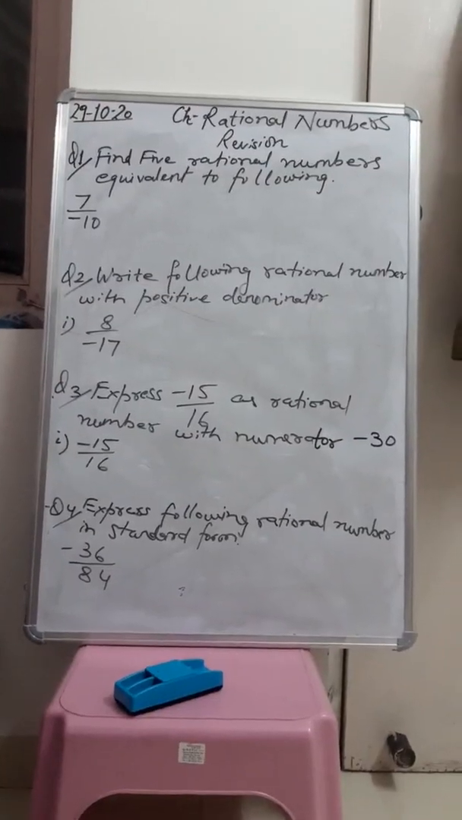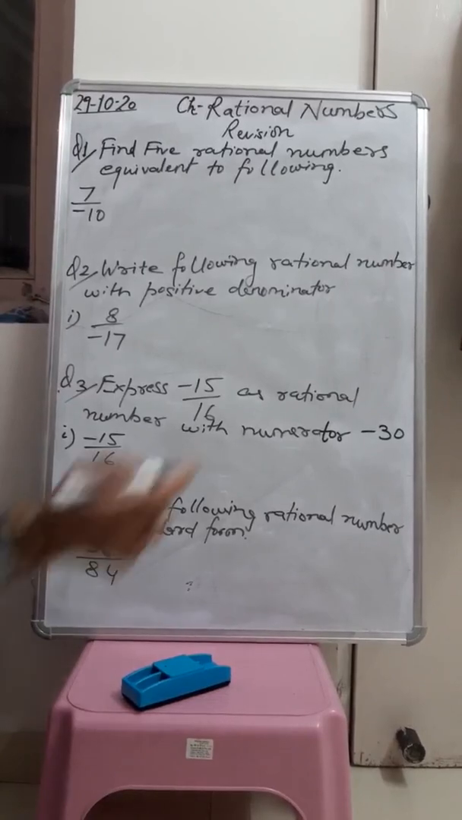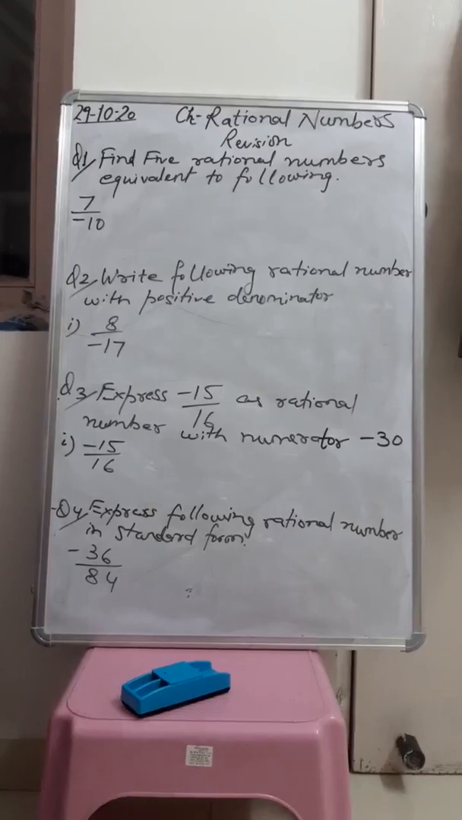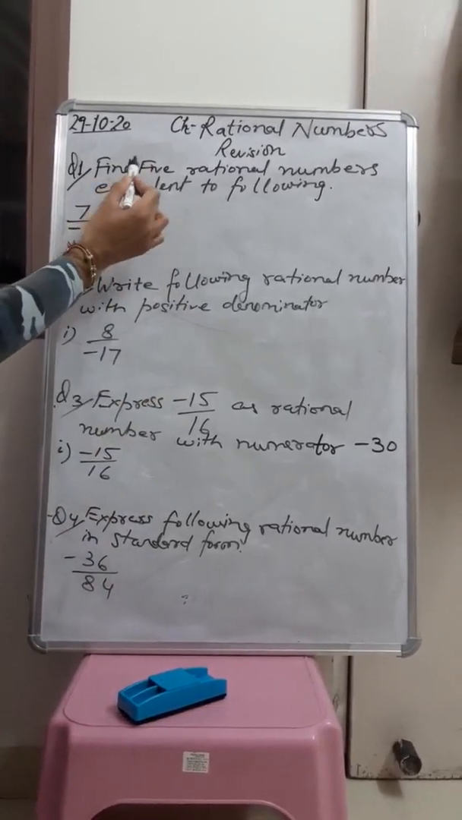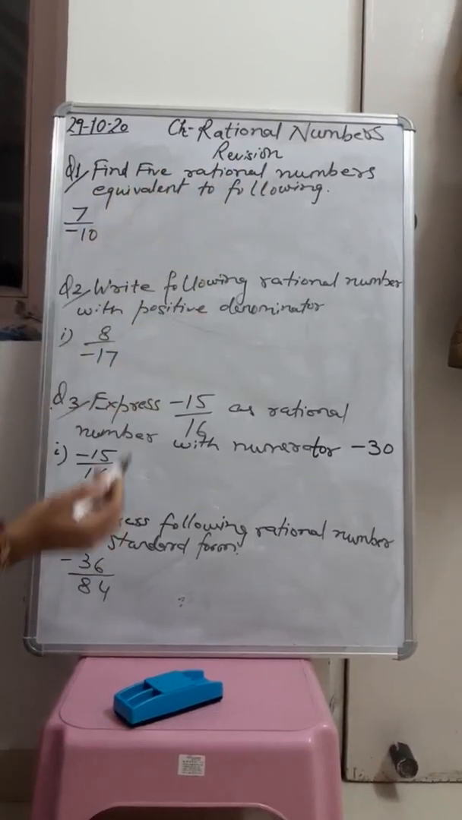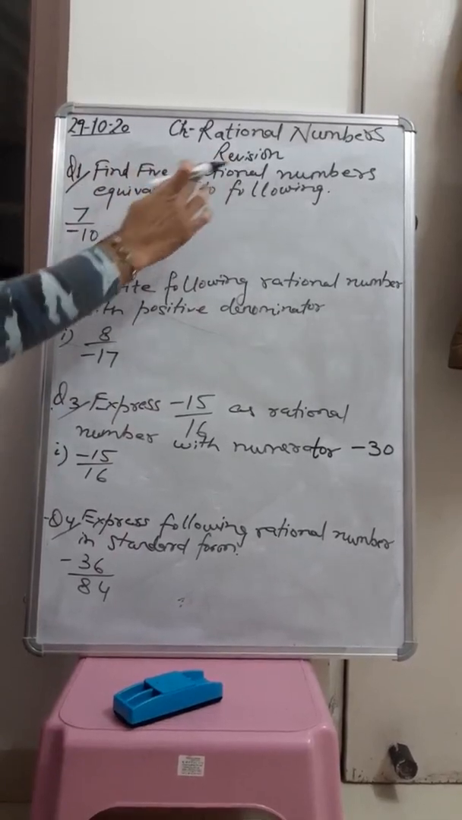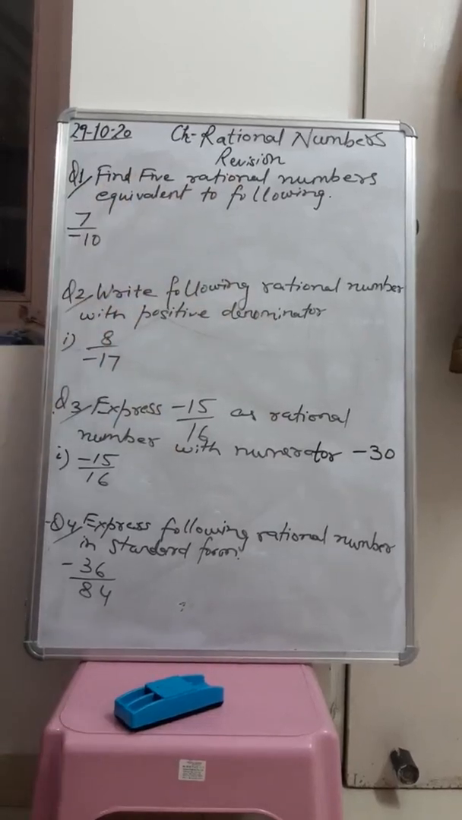Hello students, in this video we are going to do the revision of chapter rational numbers. So here now question number 1 is find 5 rational numbers equivalent to following. So that means here we have to write down the 5 rational numbers that are equivalent to following. Equivalent means we all know that that means equal.